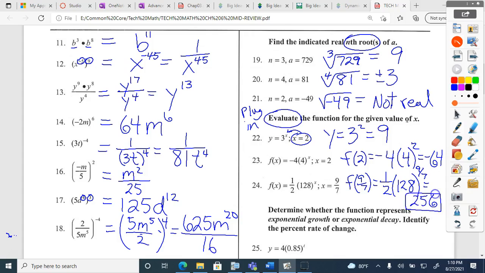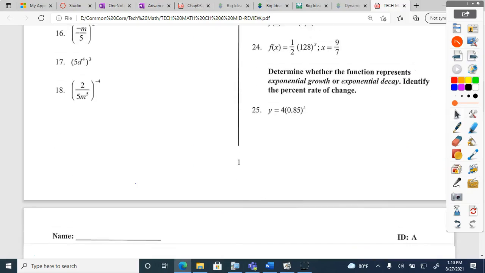Alright, any questions on 22, 23, and 24? Again, it's just putting it in your calculator after you write it down correctly, okay? Make sure you write it down correctly. Everybody good? All right, 25.